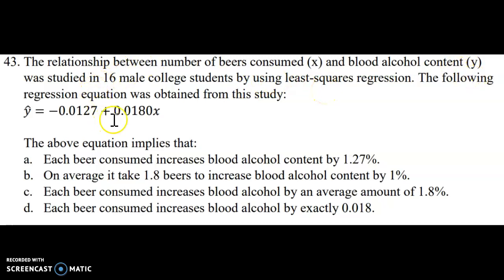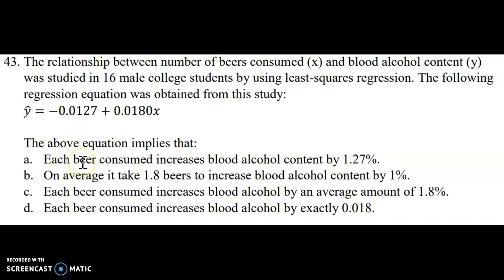Well, we need to look at the slope, which is the number right in front of x in this regression equation. Notice that it is a positive value. So for each beer consumed, the blood alcohol content will go up by this amount right here. And looks like they have it in percentage. So if we move this decimal over twice, 1, 2, so 1.8%. So for each beer consumed, the blood alcohol content will go up by 1.8% on average.